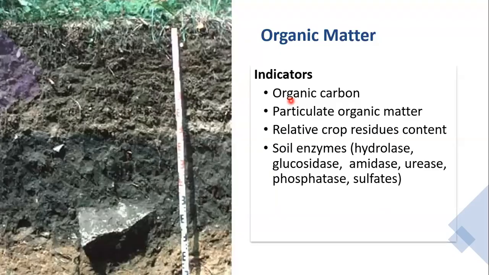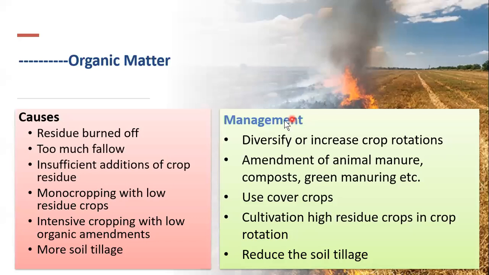Organic matter, organic carbon, we can determine from the soil. Particulate organic matter, if we are not seeing any organic matter, it means there is less organic matter. Relative crop residues content, soil enzymes. So these enzymes can be analyzed if we have the facility, and we can determine the organic matter content.